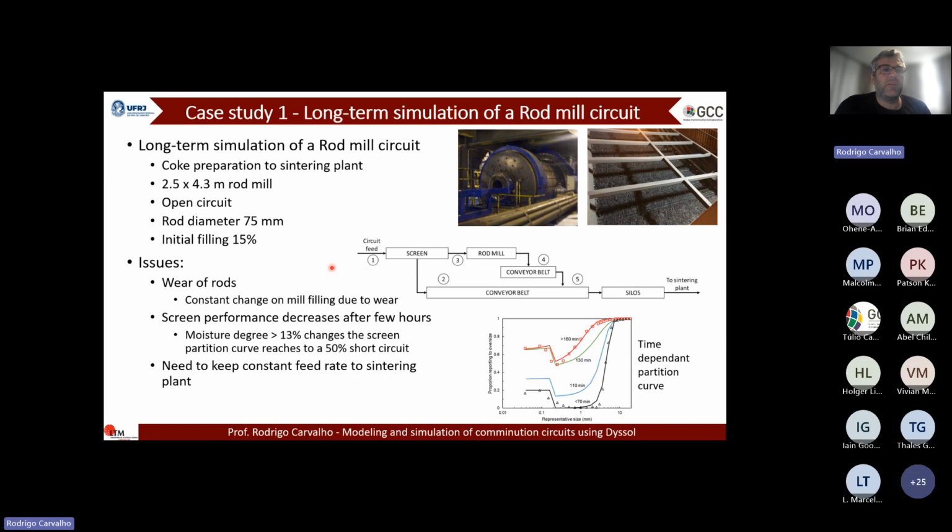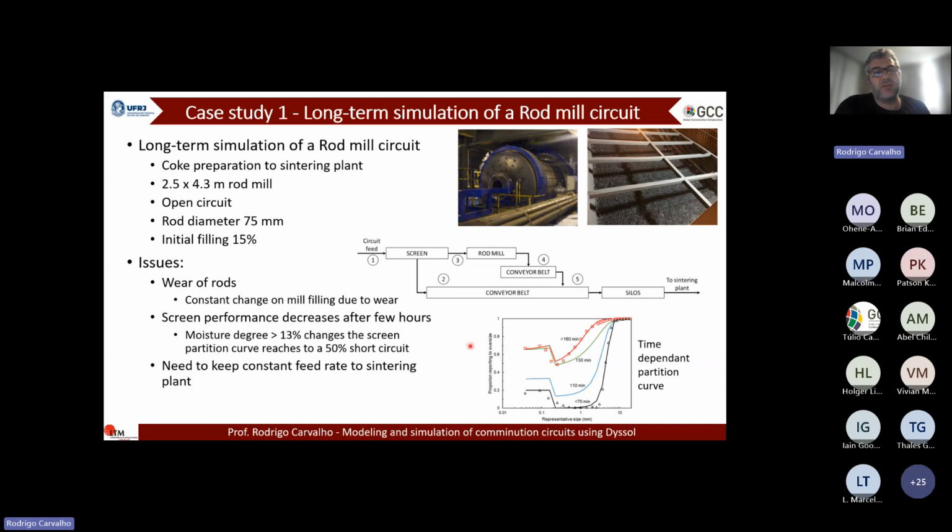But the thing is that the material is subject to moisture, and that degrades the performance of the screen. The screen becomes clogged when the moisture is above 30% in the material. You can see this here in the partition curves for the screen. When the screen is clean, with no moisture effect, the partition curve shows a nice curve with almost zero short circuit, just a little bit of fish hook effect here. Then, as time passes, the screen loses its capability of separating the material, so there is a lot of short circuit here.